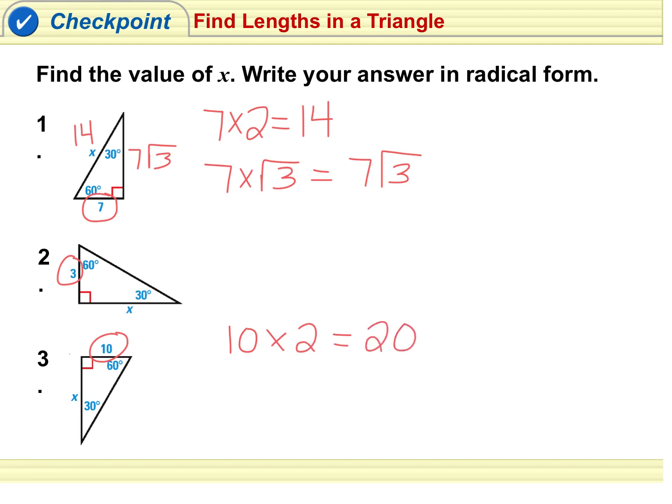How do I know which one the hypotenuse is? Across from that 90-degree angle. Yep, so here's 20. And then how do I go to the long leg?